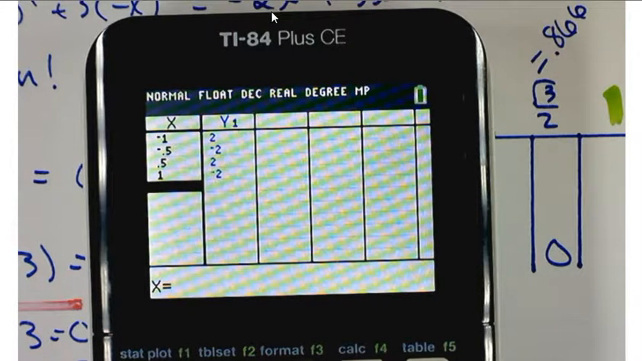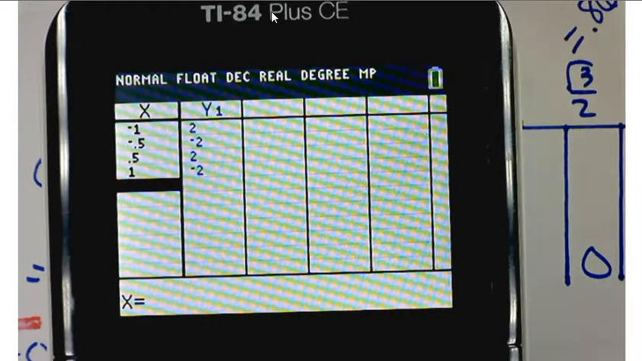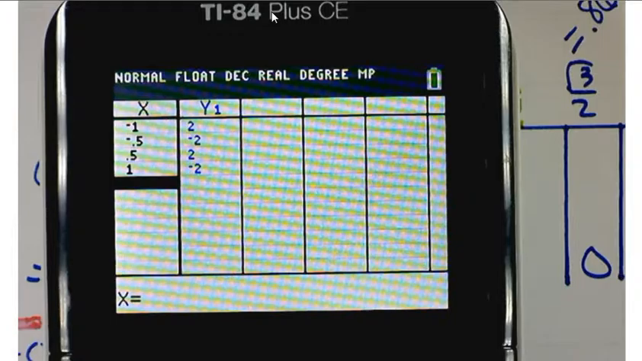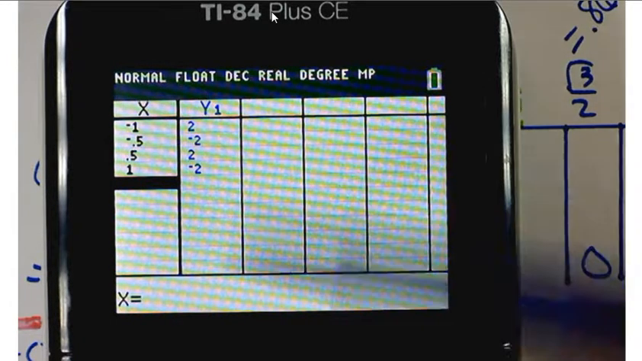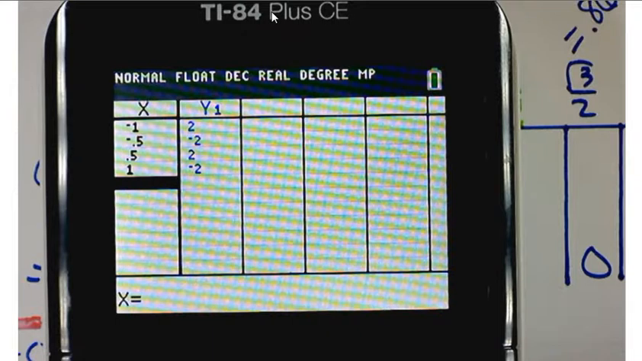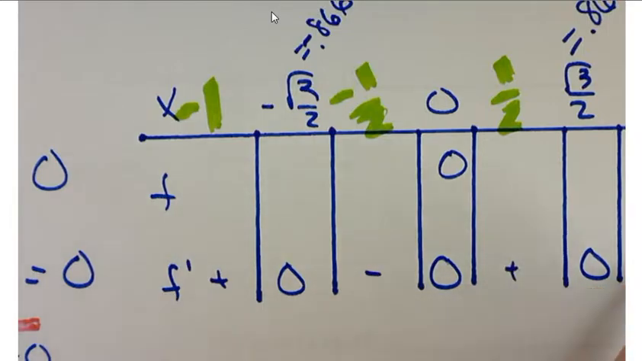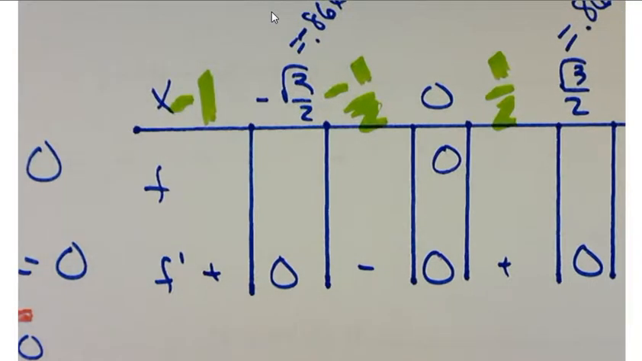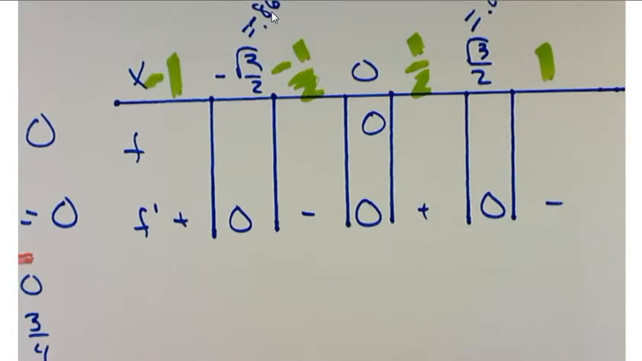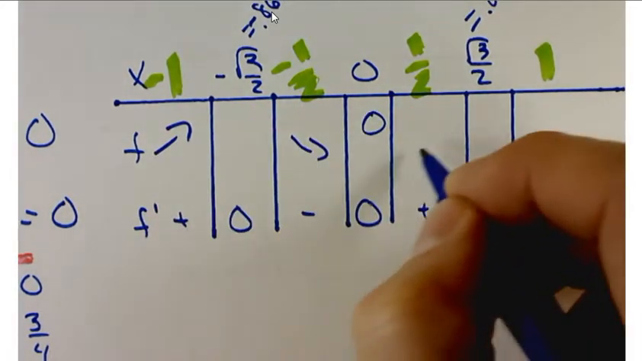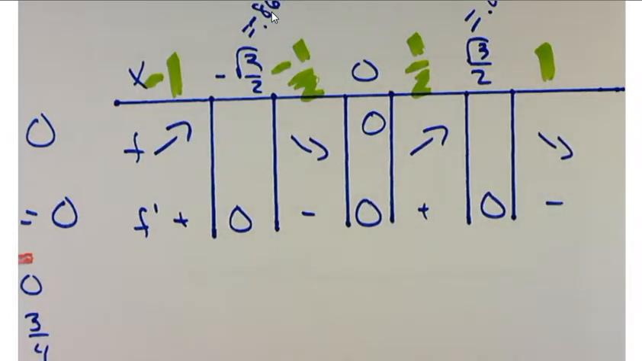What's the relevant information that I want to get out of this? What's the information that I need? What do I need out of this table? Yeah, if it's positive or negative. So it's positive, then negative, positive, then negative. What does that tell me? Increasing, decreasing, increasing, decreasing. Okay, nice.